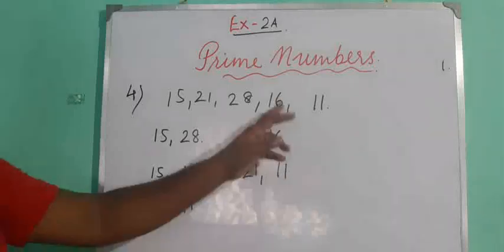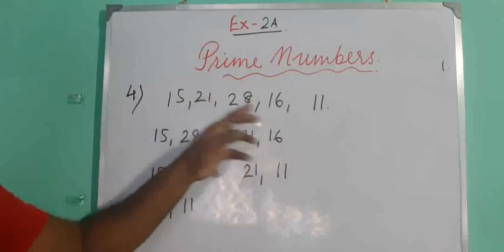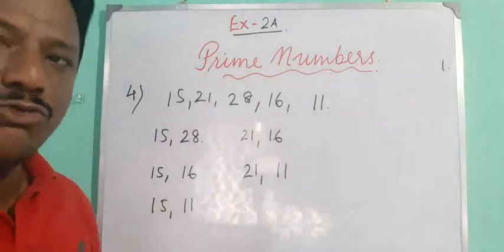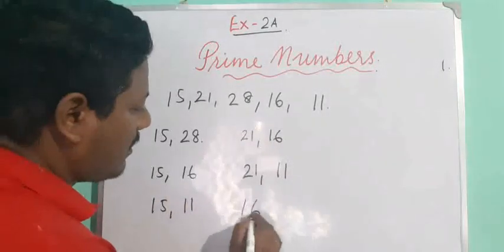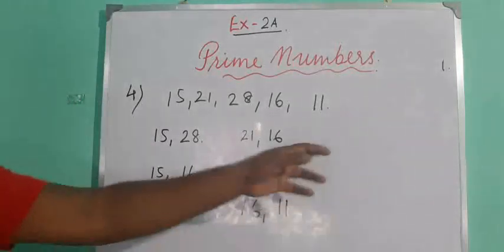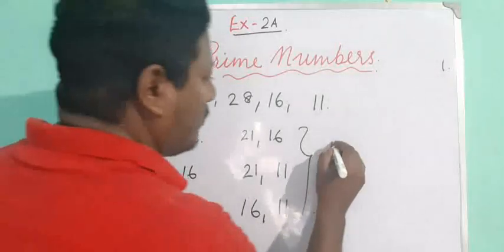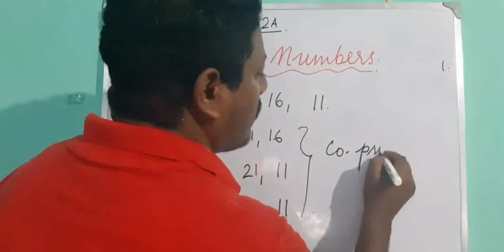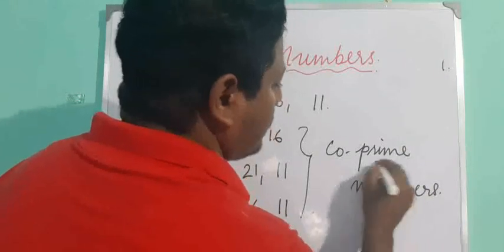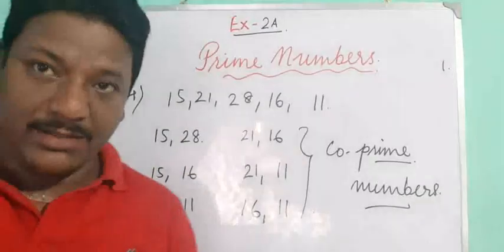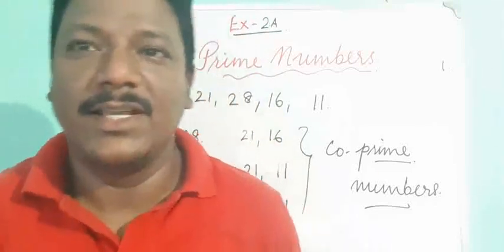Now, can we have 16 with 15? Already taken. 16 and 21 taken. 16 and 28 we cannot take because 2 and 4 are common between both, so we can have 16 and 11, and with 11 we have already made the pairs. So these are the pairs of co-prime numbers. In this way this exercise has come to the end.